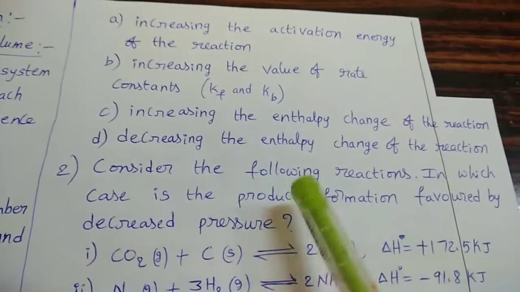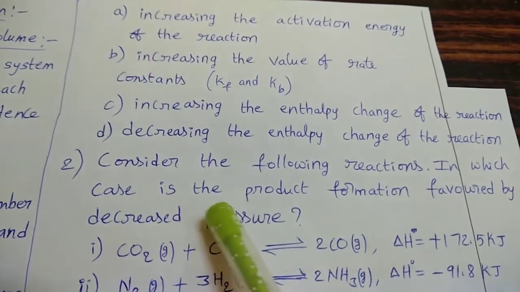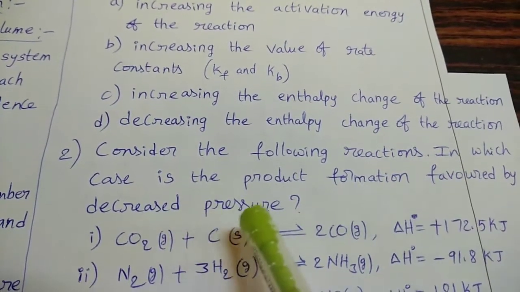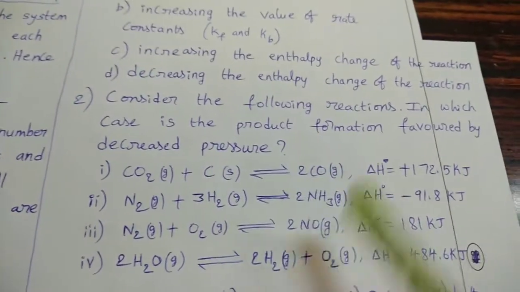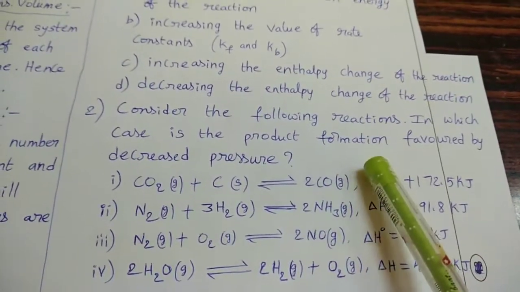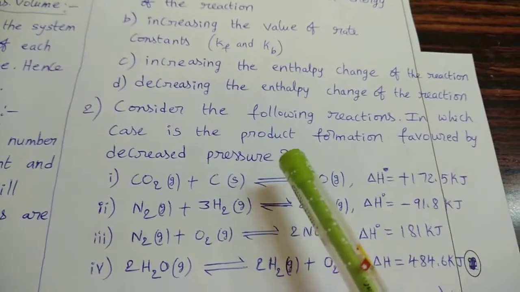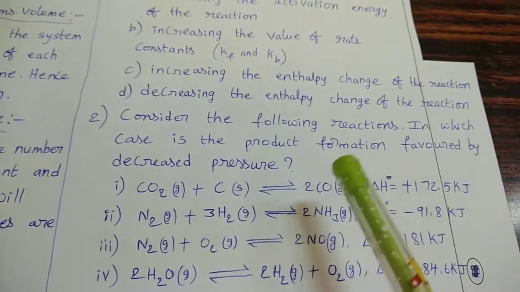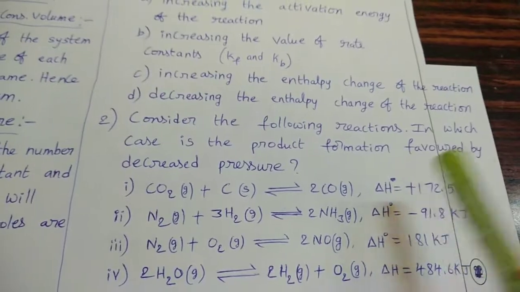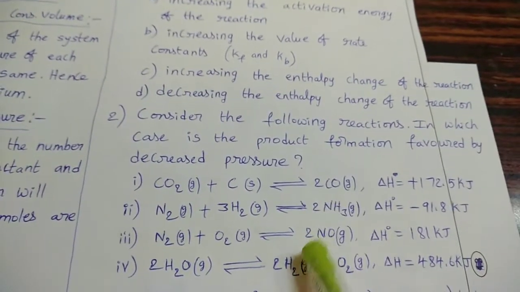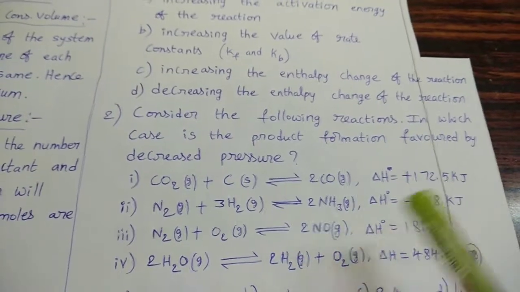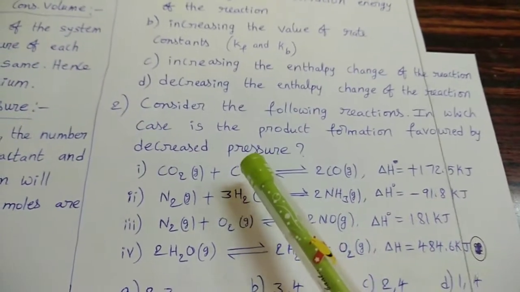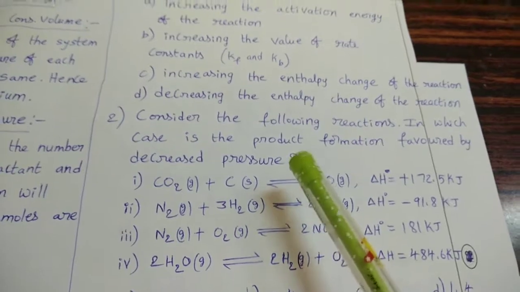Next, consider the following reactions: in which case is the product formation favored by decreased pressure? Okay, 4 equations are given. In which case, by decreasing pressure, is product formation favored? We should find out. See this, pressure decreases means what happens?